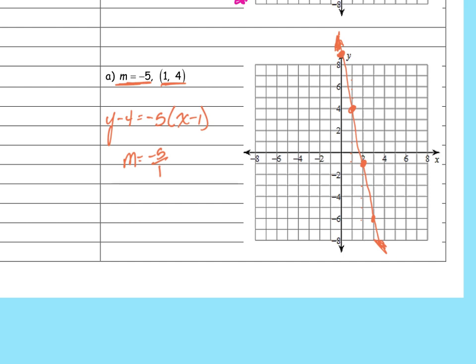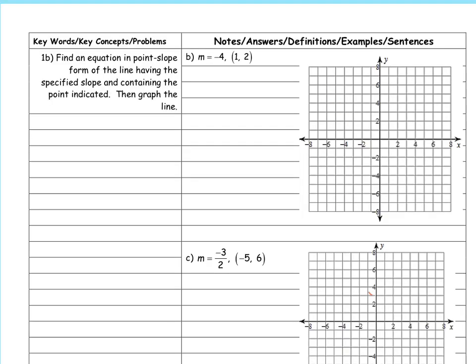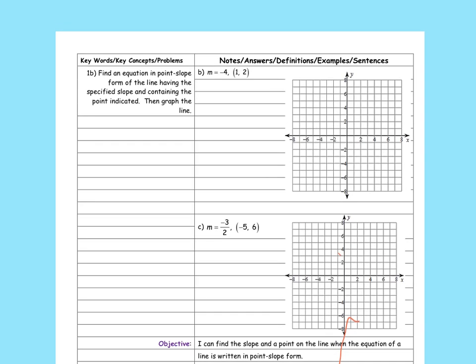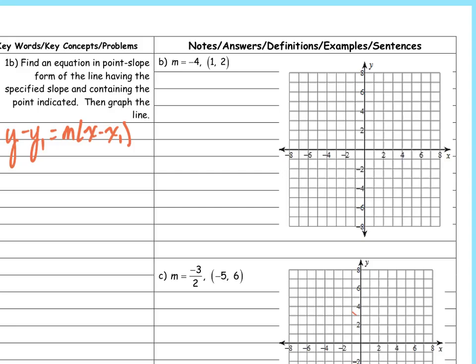Awesome. So I think I have a couple more to do. Let's see how many more. You've got 2 more to do. Okay, so let's see, what do I have? y minus 2 equals -4 times x minus 1. Okay? So remember, the first one in the ordered pair is x and the second one is y.